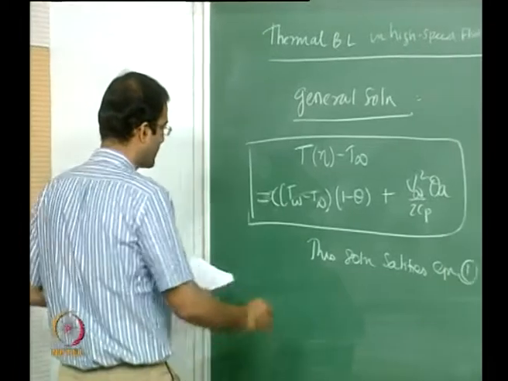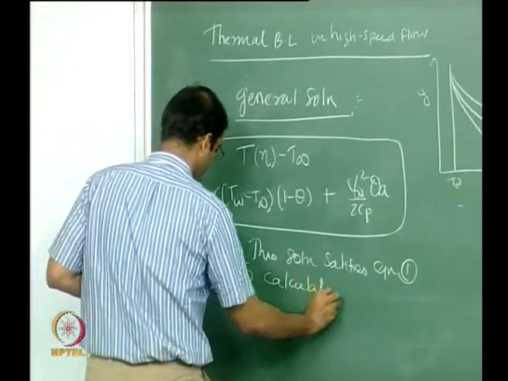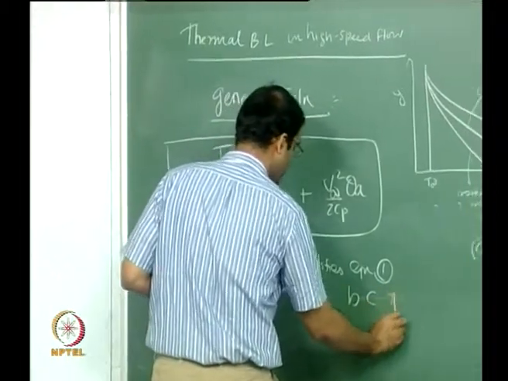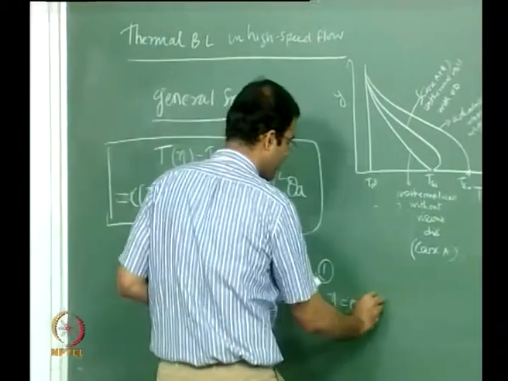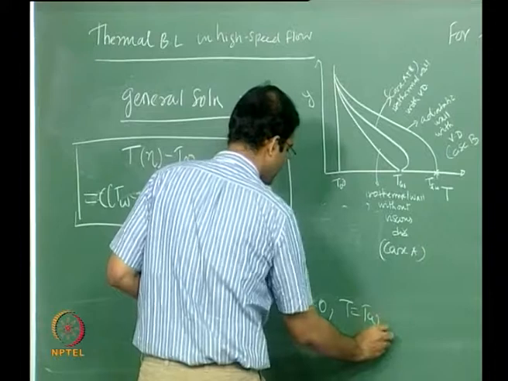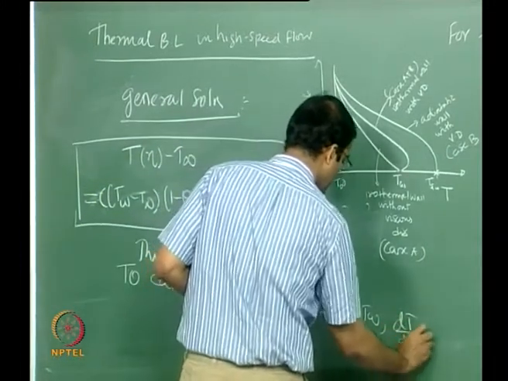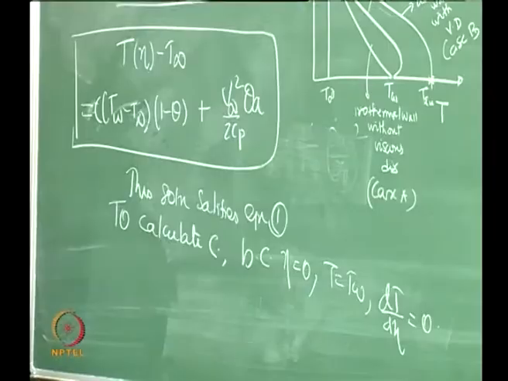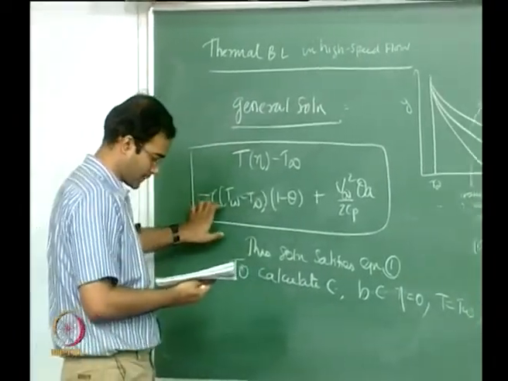So to calculate C, the BC should be at eta equal to 0 for the solution which involves theta, T wall should be T infinity, and for the solution which involves theta a, dT by d eta should be equal to 0. So if you substitute this boundary condition, tell me what will be the expression for C?